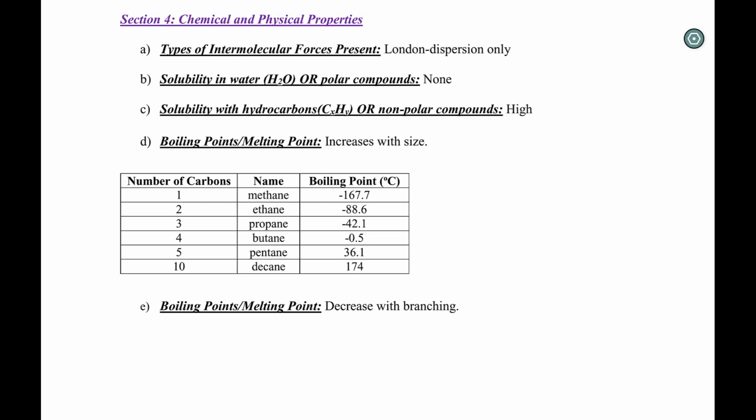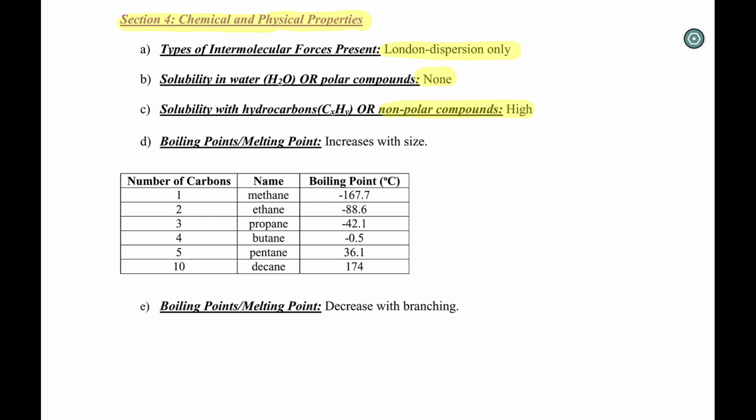In our next section, we are going to look at chemical and physical properties of alkanes. So, the strongest type of intermolecular force present in any hydrocarbon is always a London dispersion force. There are no dipole-dipole or hydrogen bonding present. Because of this, it is very insoluble in water due to the fact that water is a polar compound. However, it is highly soluble in other nonpolar compounds, such as hydrocarbons in a barrel of oil, which would be a variety of different types of hydrocarbons of different sizes.